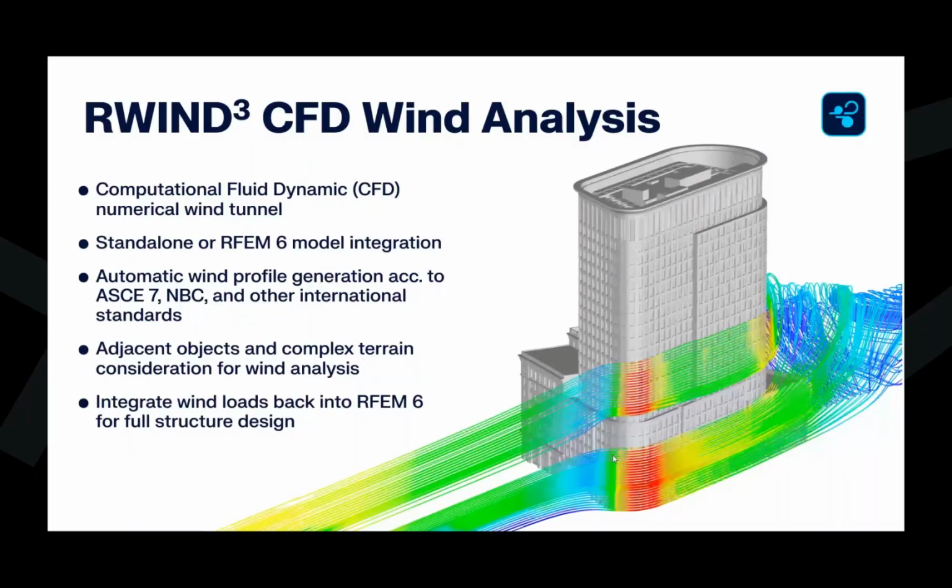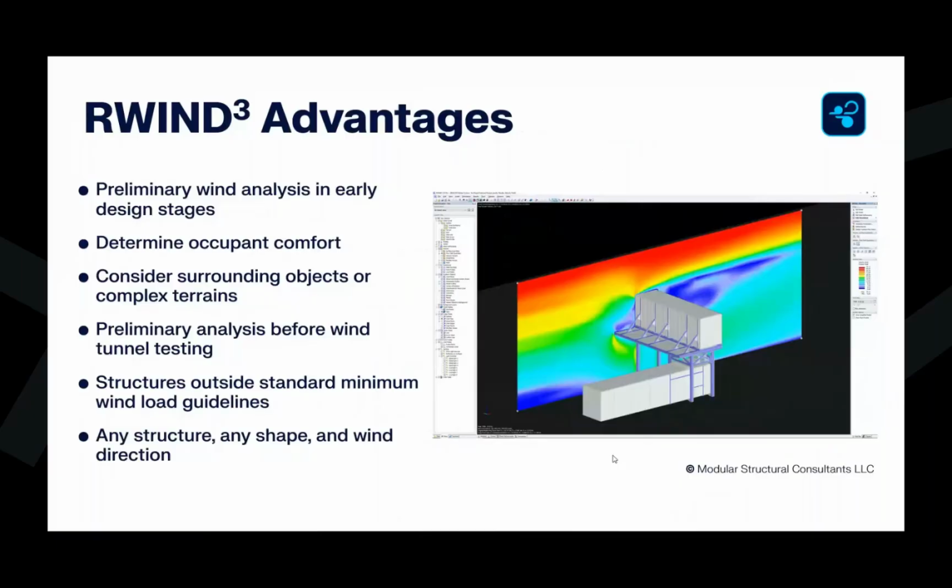But ultimately, when we close out of RWIND and go back into RFEM 6, these wind pressures are automatically taken and converted to static wind loads on every FE mesh element. That way we can combine them with the other load cases like live load and snow load, and continue on with our analysis and design.